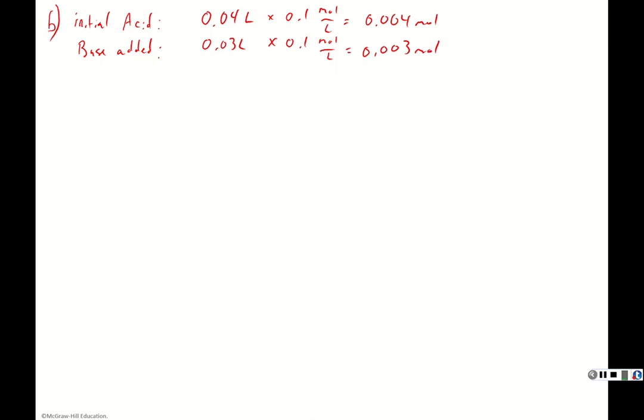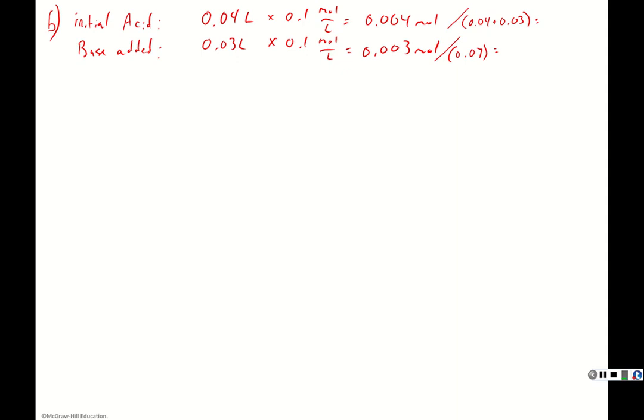Okay, so now we have the number of moles. If you want to divide that to get a concentration, the total volume now is going to be 30 milliliters plus 40 milliliters, the volume of the base plus the volume of the acid. So 70 milliliters total. So you can calculate concentrations.